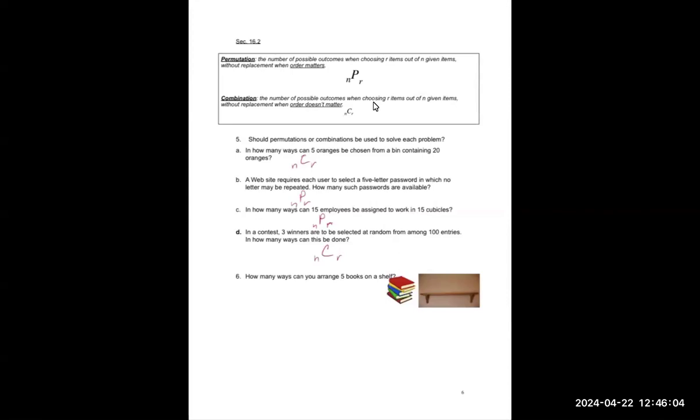How many ways can you arrange five books on a bookshelf? So I feel like these books are different. Obviously the red book could be first, the yellow book second, the blue book third, green fourth, and then brown fifth. And that's different than the brown being first, the blue being second, and so on. They want to know exactly how many arrangements of these books there can be. So this is definitely one where order matters.